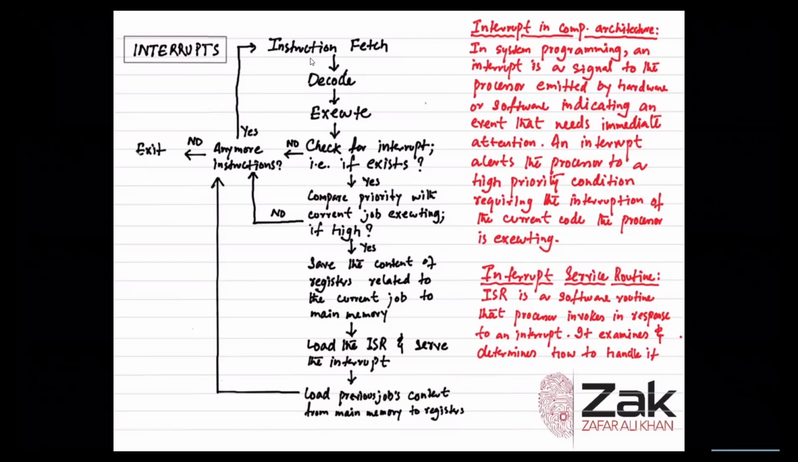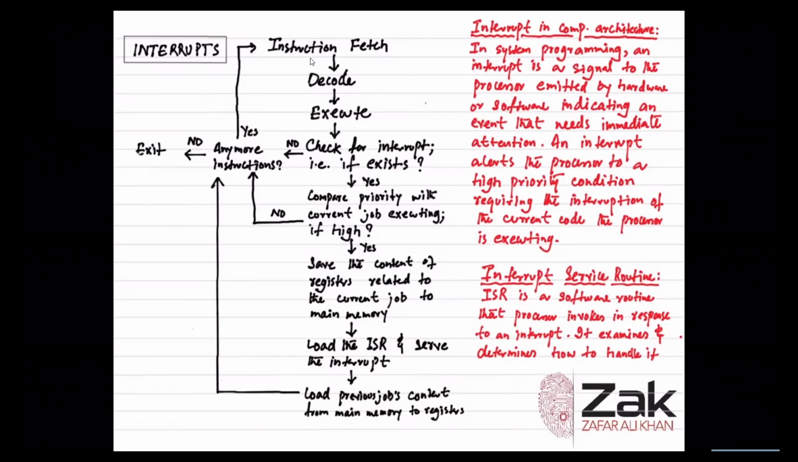If it exists, then it compares the priority of the current job with the priority of the program which is related to the interrupt. Let's say the priority of the current program being executed is high, then the interrupt will be pushed to the queue so that it can be dealt with later. And the next instruction of the current program will be fetched and executed.